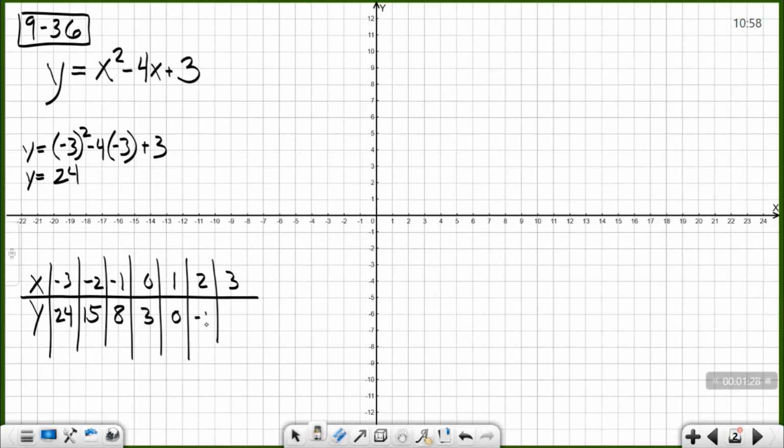3, 0, -1, 0. And we notice that we're not quite all the way back around, so I'd continue my table here going 4 would have to be 3 because it's symmetrical, and then 5 would be 8. And I'm not going to continue because 15 and 24 were off my graph.